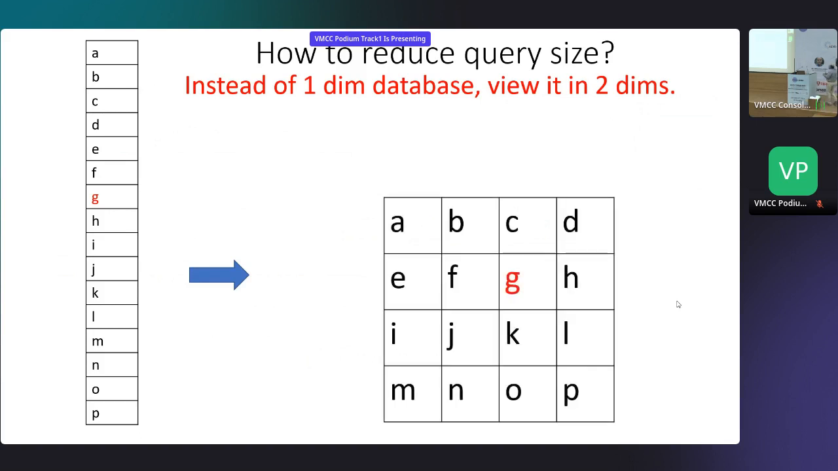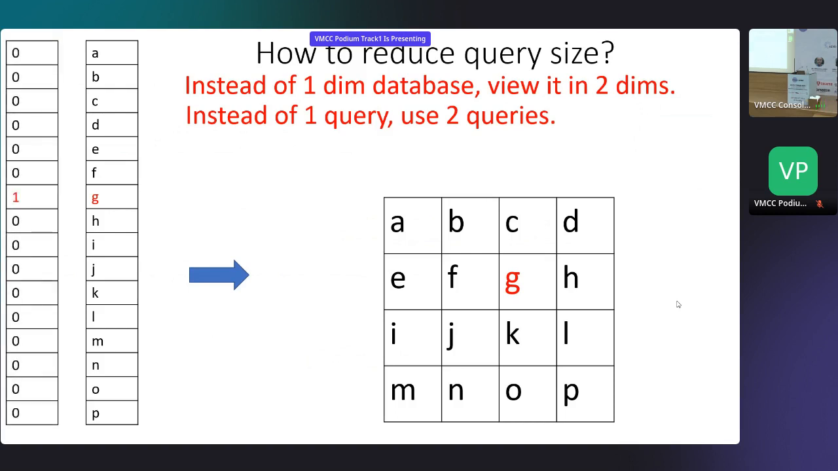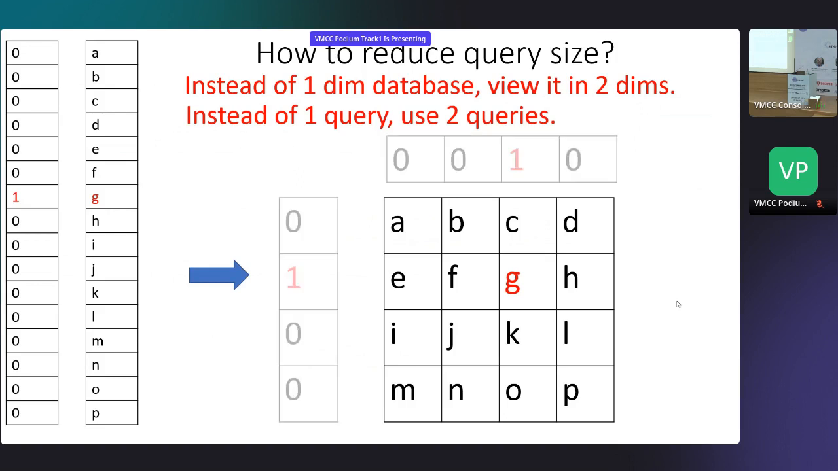Instead, what we can do is look at the whole thing as a two-dimensional problem. So think of the database as two-dimensional instead of one-dimensional. Instead of A, B, C, D, just one long thing, we can put it in a 4x4 matrix. That's doable, yeah? Now, instead of sending one query, which was of size n, I'm going to send two queries, each of them of size... Does anybody guess? Yeah, square root of n.